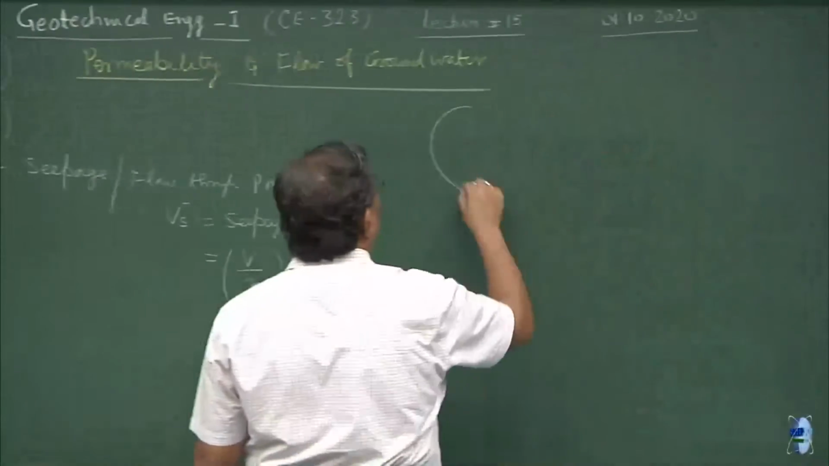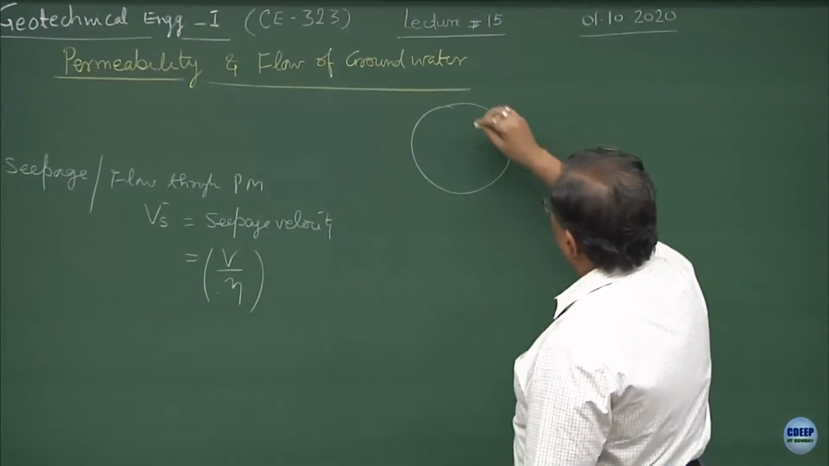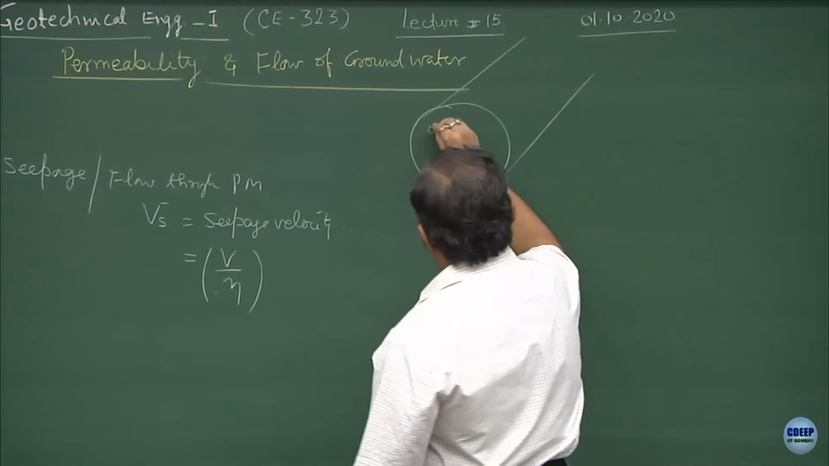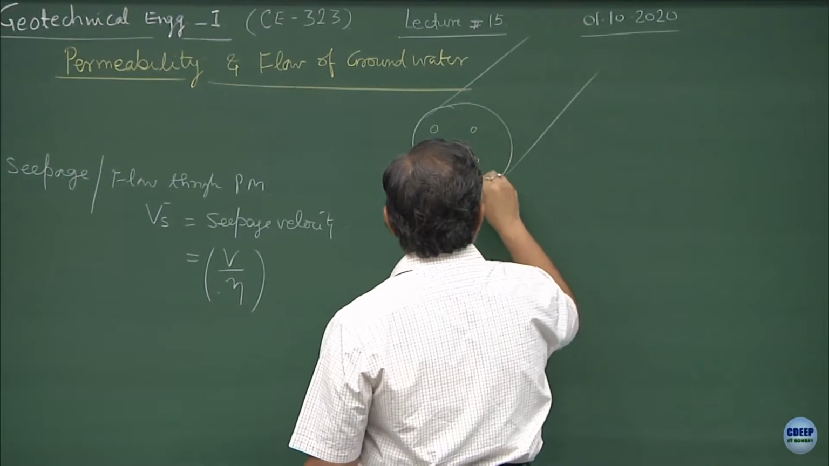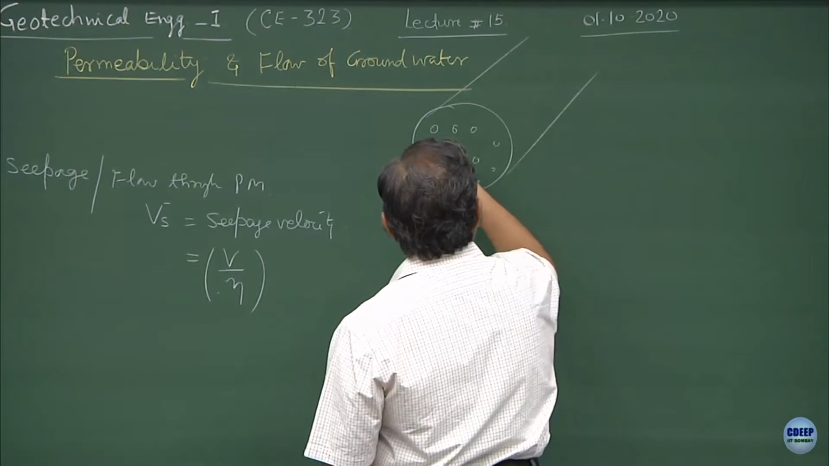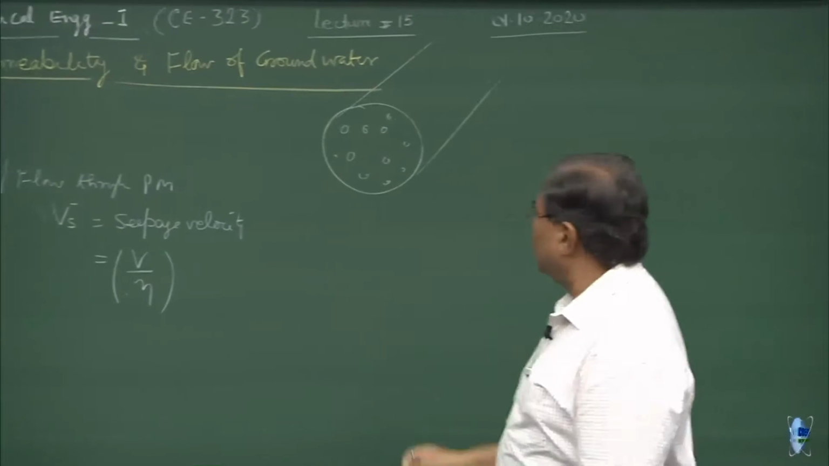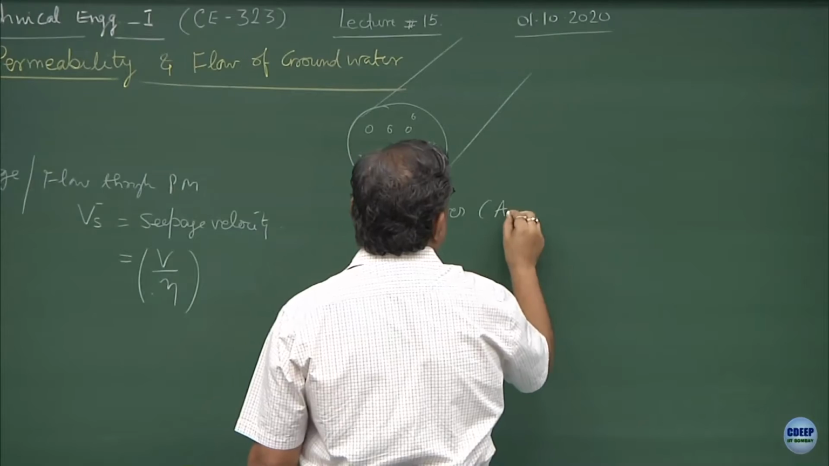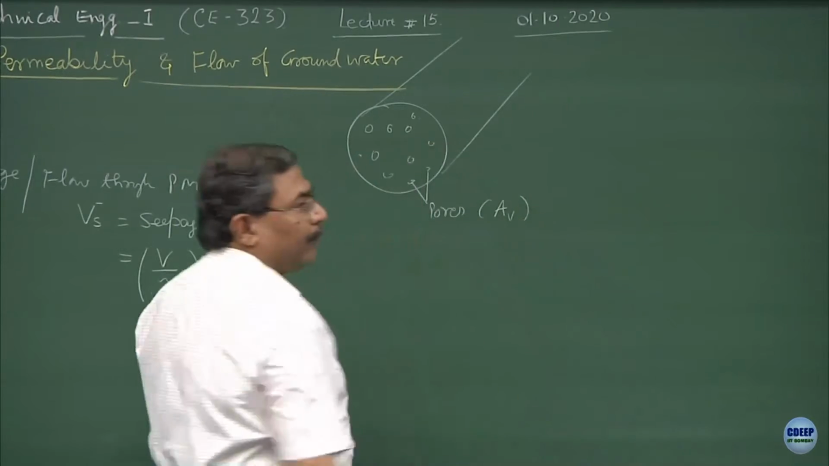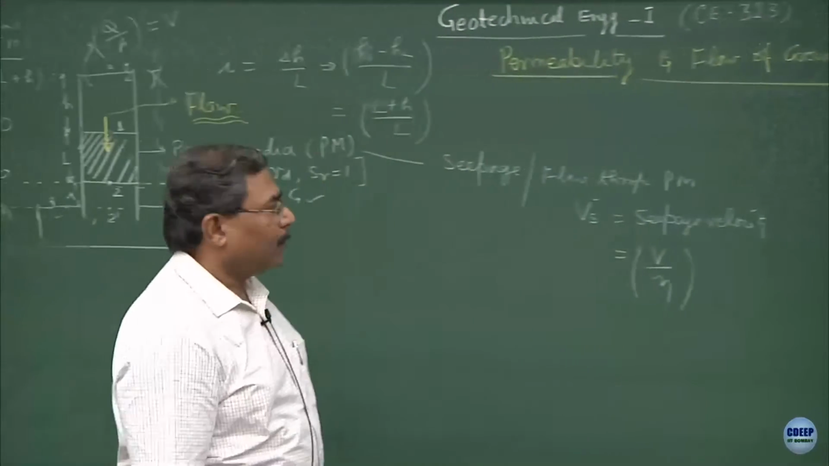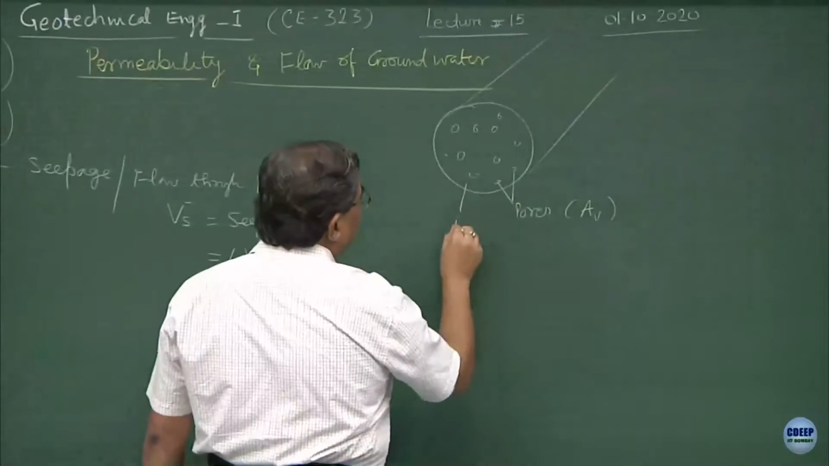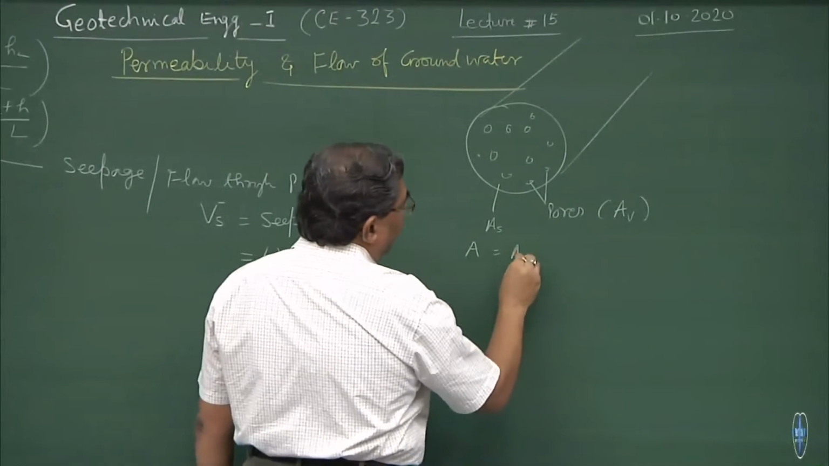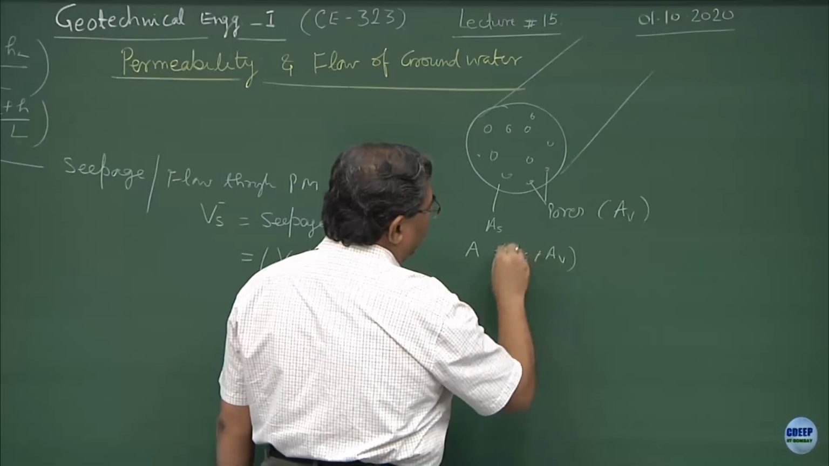Suppose I consider a control volume, and this is in the third dimension like this. These are the pores, and the rest of the portion is solid soil mass. So, these are the pores. Suppose I say the area of the pores is AV, air voids, and the area of the solids is AS. So, the total area will be equal to AS plus AV. Is this okay?